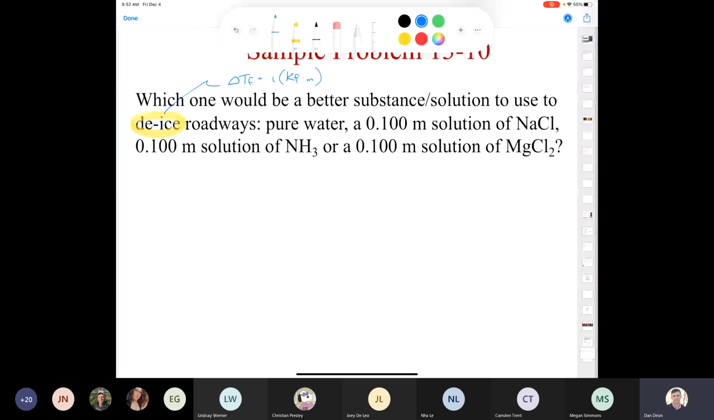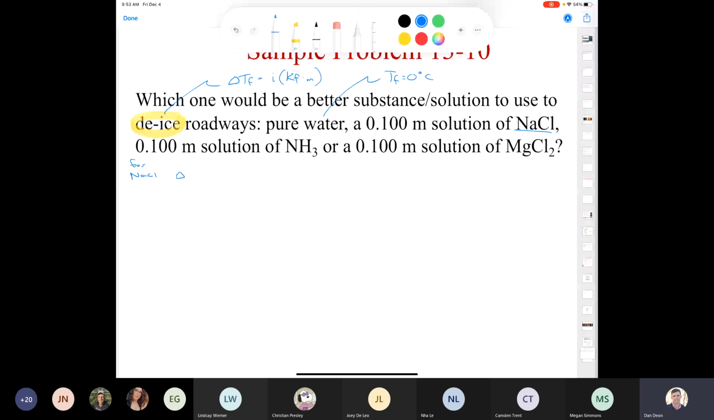Okay, we know that pure water freezes at 0 degrees Celsius, right? So it has a freezing point of 0 degrees Celsius. So not much to know there. But what if I had a 0.1 mole solution of sodium chloride? Let's start with that. So if we have sodium chloride, okay, 0.1 mole solution.